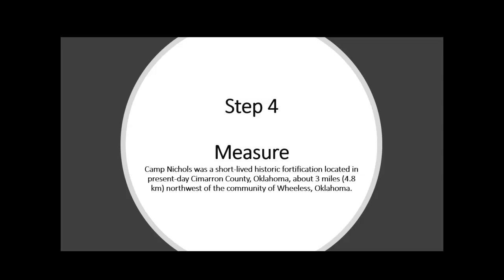Step 4, measure. Sometimes things will show up on the map that are not labeled and we can't see them, we can't find them, so we have to do a little bit of measurement to see how we can do that. Google My Maps has a tool for that. An example is Camp Nichols. It was a short-lived historical fortification located in present-day Cimarron County, Oklahoma, about 3 miles northwest of the community of Wheeless, Oklahoma.